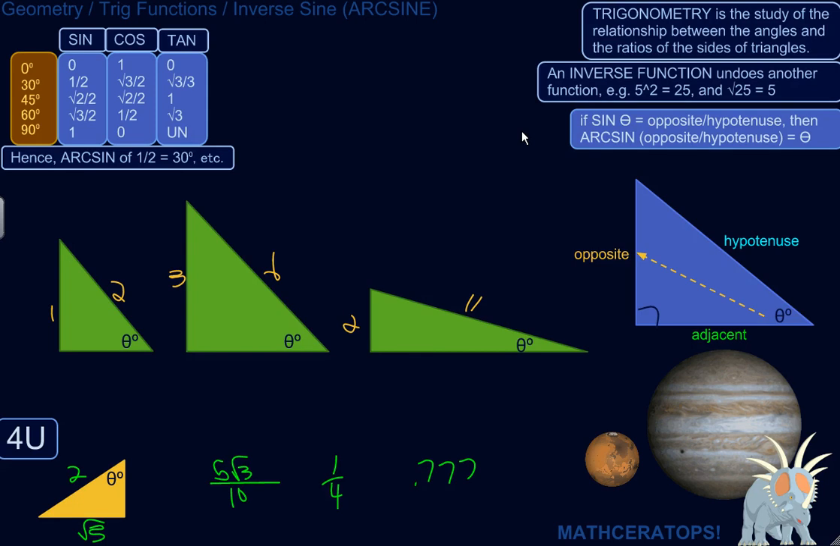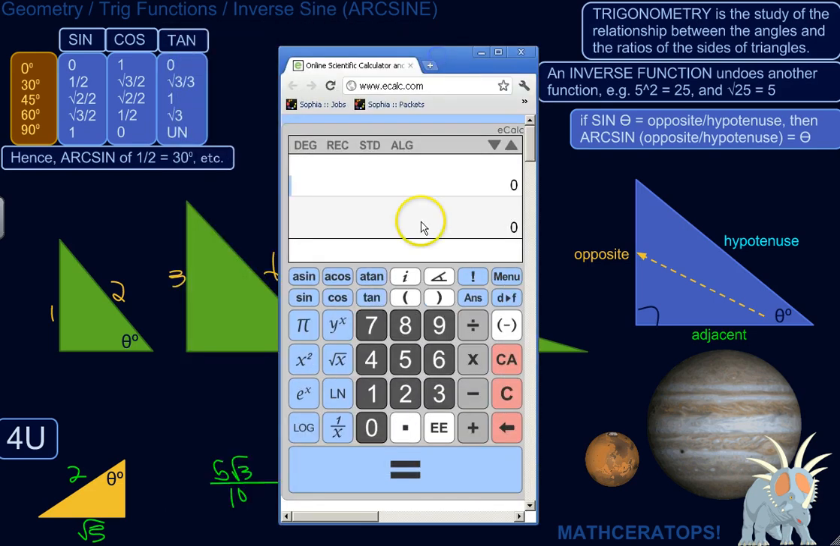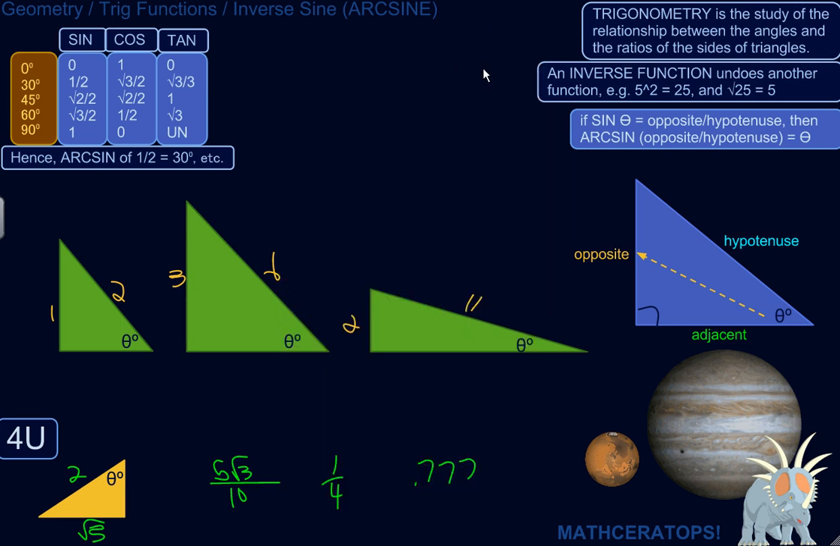Yes, you can type in the inverse sine on your calculator. On my calculator here, it's short for arcsine of anything, and just see what it is. But I want you to understand what you're really doing here, and see where you don't actually need a calculator in a lot of cases to find this.